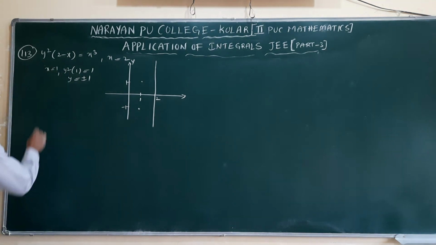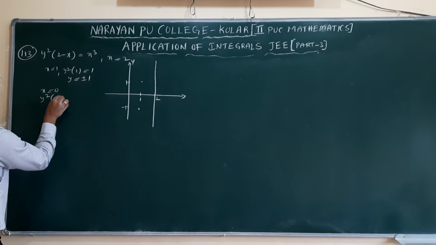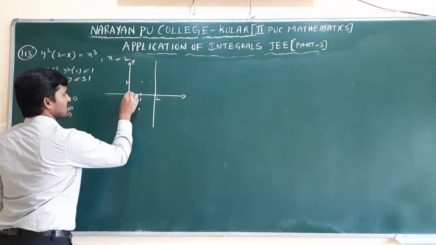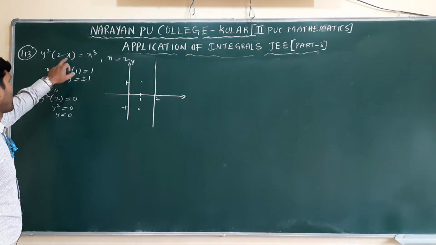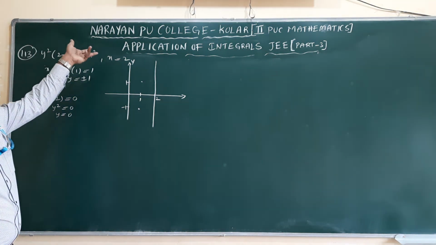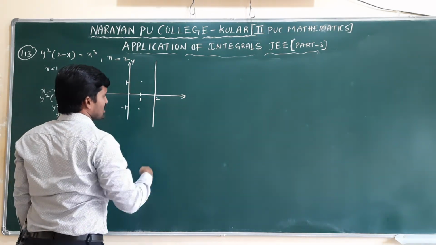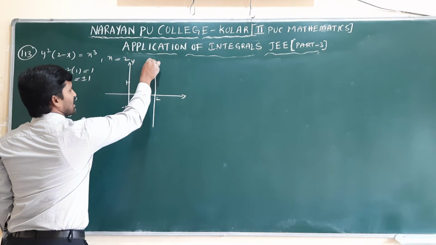Next, x value 0. y square into 2 minus 0, that is 2, equal to 0. So y square equal to 0, y also 0. That means when x is 0, y also 0. But x cannot be 2, because if you take 2, 2 minus 2, the y completely vanishes. There is no meaning of the equation. That's why x equal to 2 is the infinite line for this one. That's why the curve will go like this.